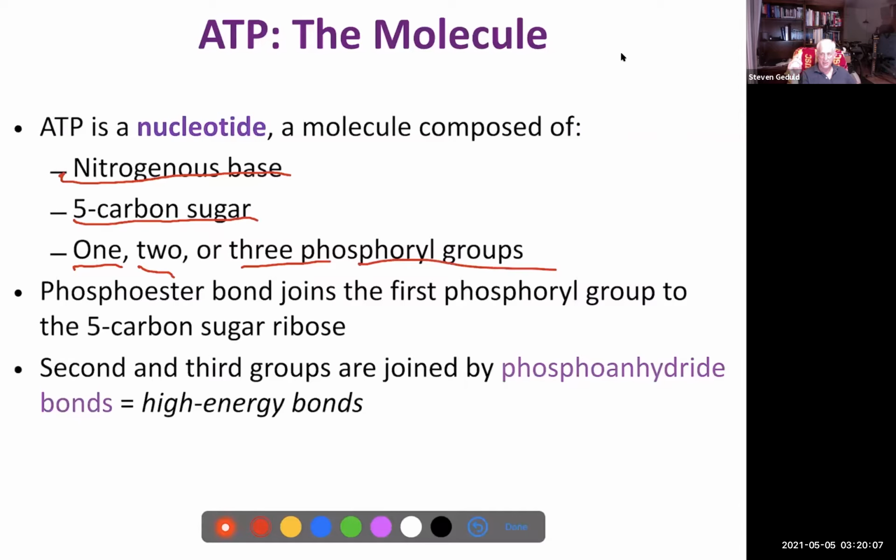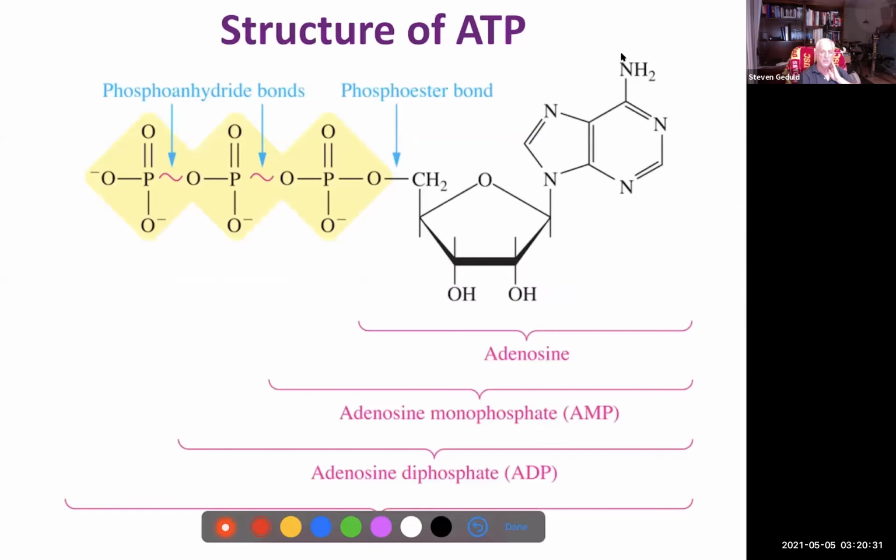Just like it did in DNA, building the sugar phosphate backbone. The second and third groups are bound by a phosphoanhydride bond, which are high energy bonds. So your phosphoanhydride bond joins the last phosphate group and the second last one.